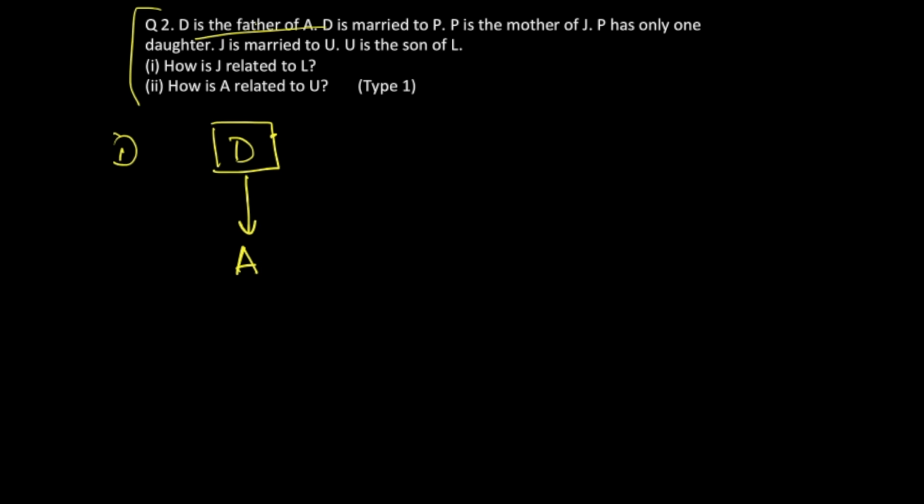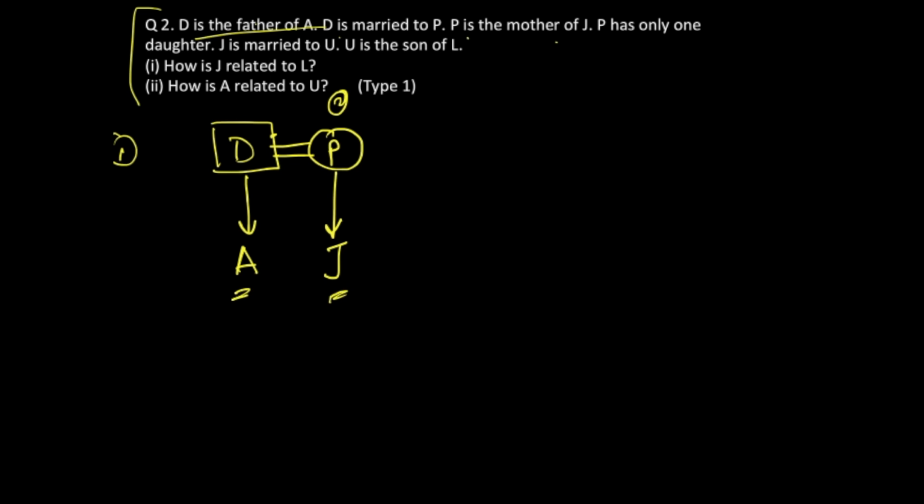Step 2 says that D is married to P. So D we know is a male, and since he is married to P, so P is a female, right? So this is your step 2 in which you have identified the second relationship. Now it says that P is mother of J. So again you can draw one line over here and you can write that J, and since you don't know the gender of J, you can't encircle or put a square around it, so you leave it as it is.